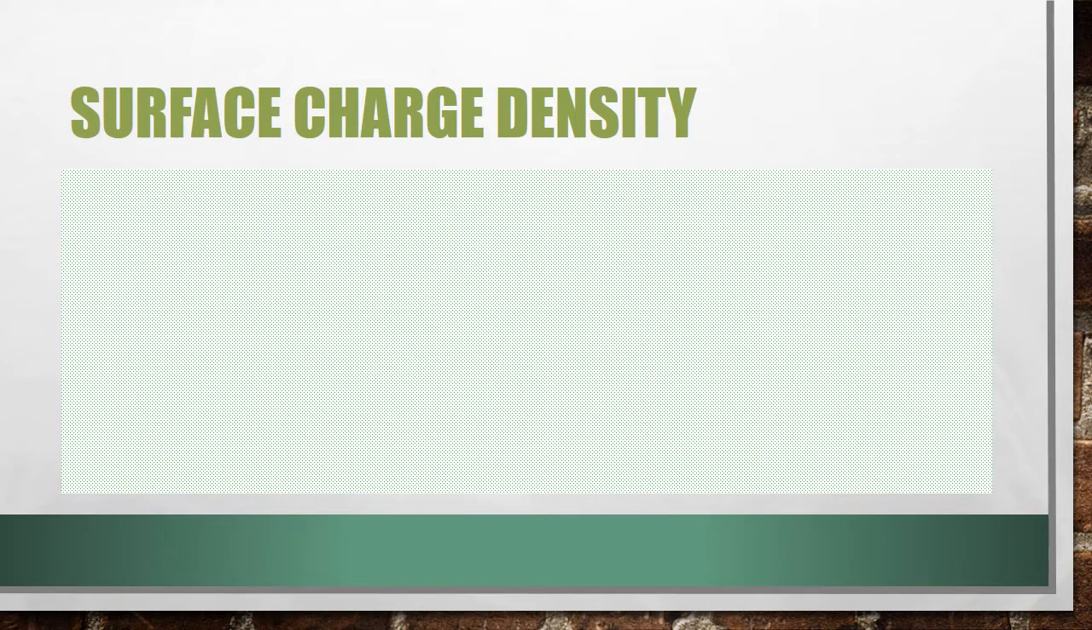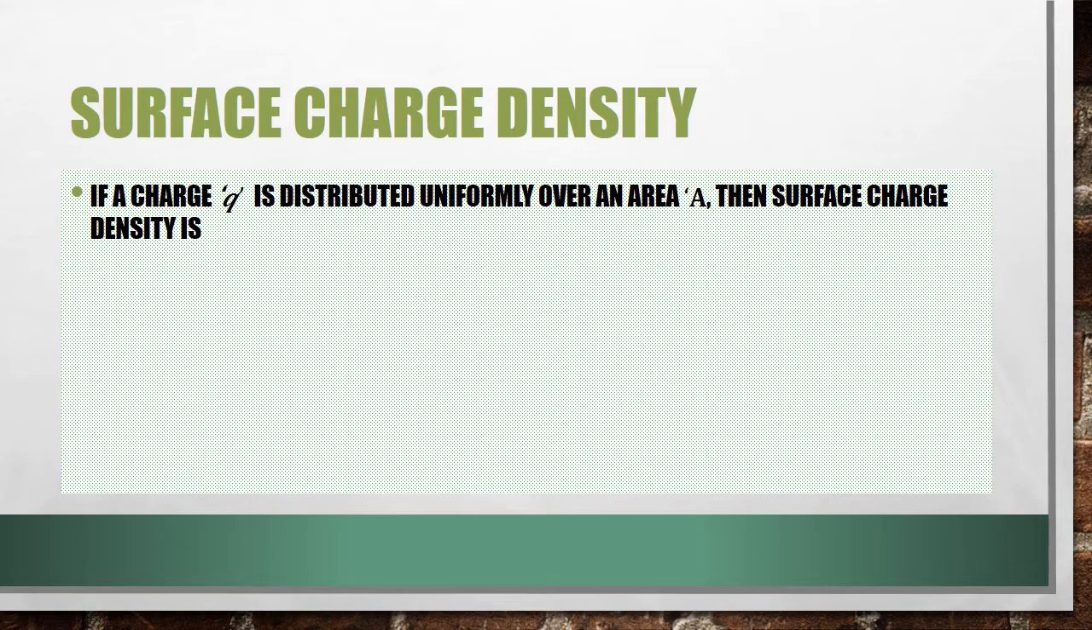Now about surface charge density. If a charge Q is distributed uniformly over an area A, then surface charge density sigma equals Q by A. Unit is coulomb per meter square.